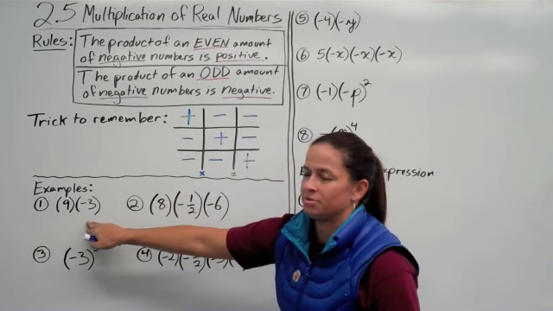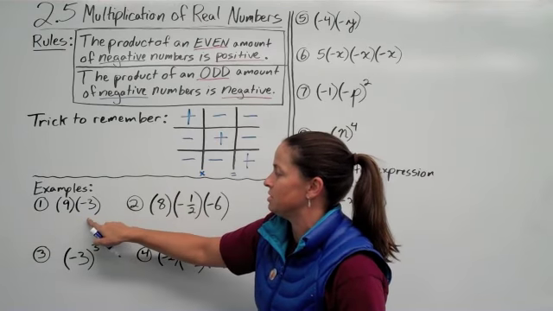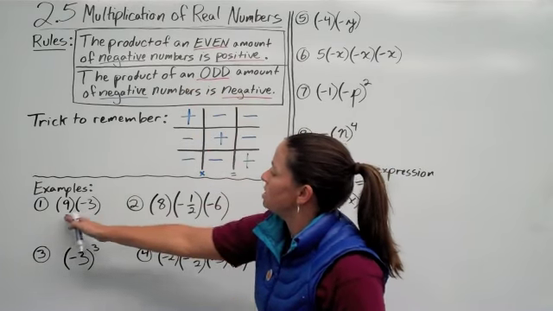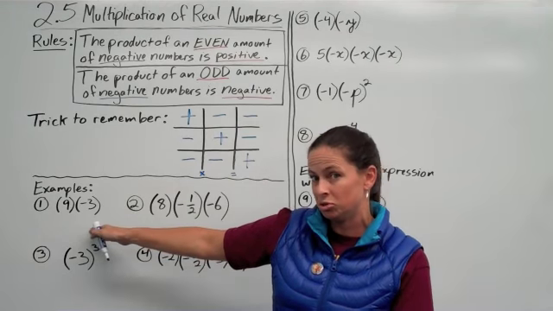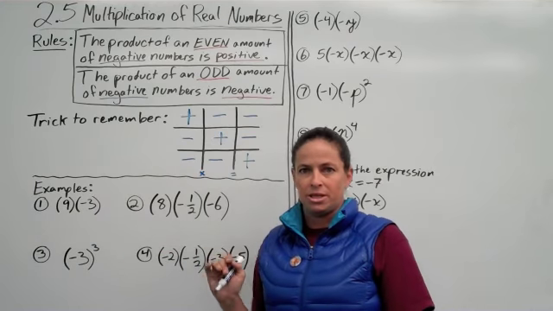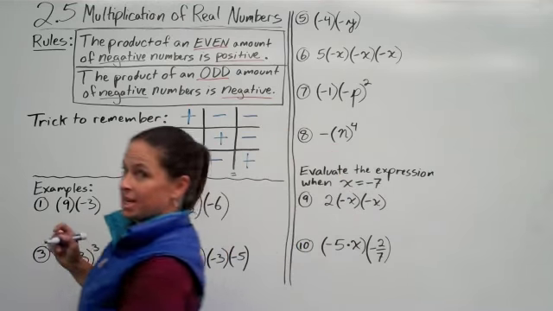9 times negative 3. So, what you want to do is you want to think how many negatives are there. This is a positive, this is a negative. So, there's only one negative, odd. So, it's a positive times a negative, so I know that solution is going to be a negative. The question is what? Well, after that, you just multiply the absolute values, which is 9 times 3 is negative 27.